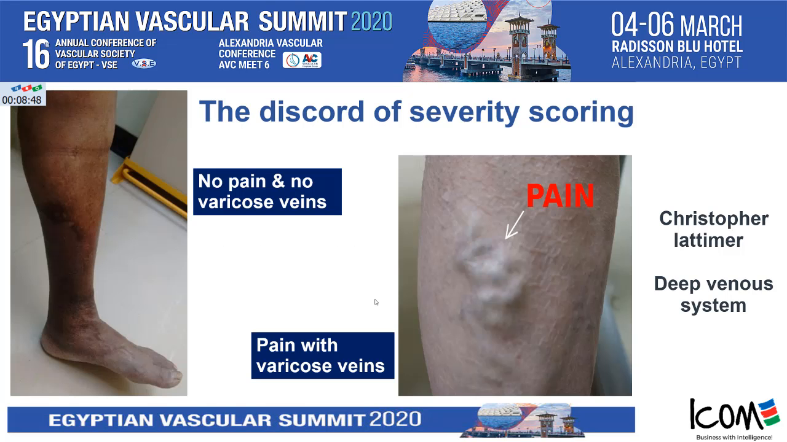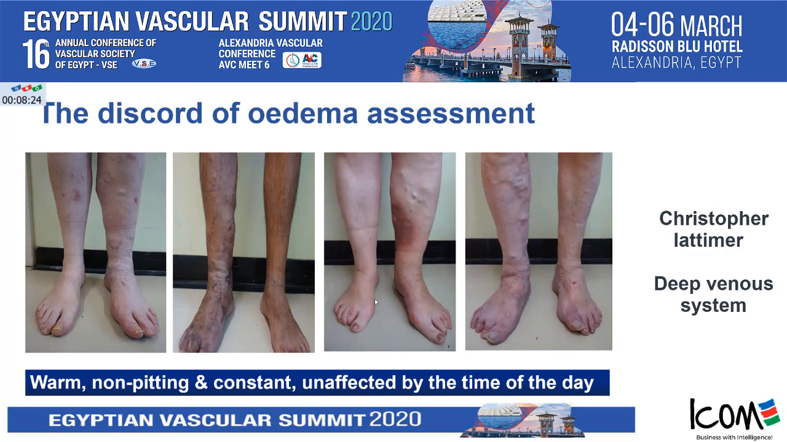This is an illustration of what I'm talking about. Patient on the left, no pain, no varicose veins. The one on the right, lots of pain, lots of varicose veins. So if you're going to treat the one over here, you're going to get a great success. If you treat this in a fairly symptomless patient, you're not going to get much success at all. So which one's more severe, this one or this one? Total confusion.